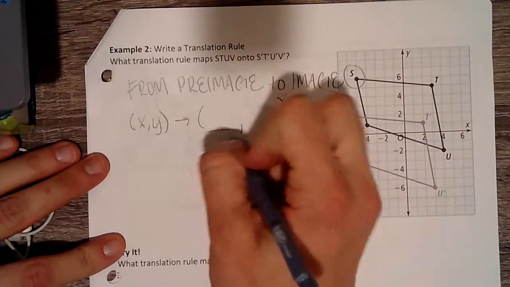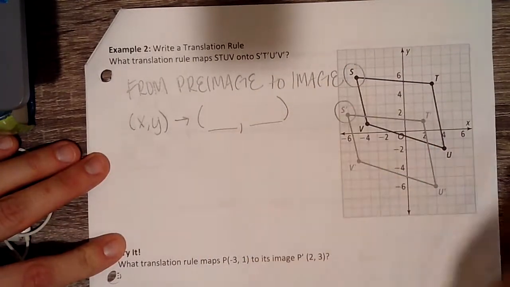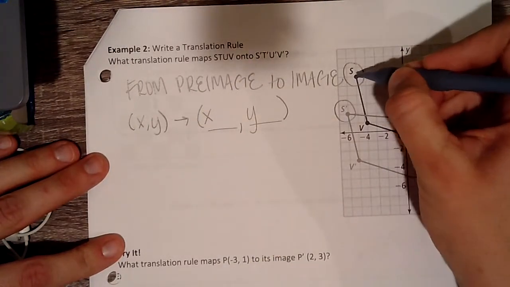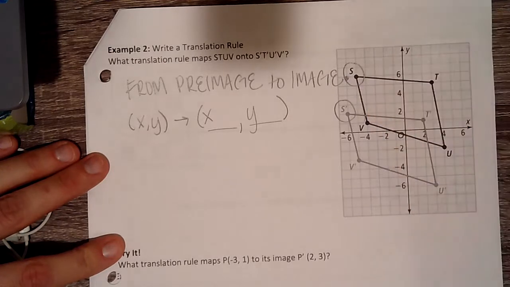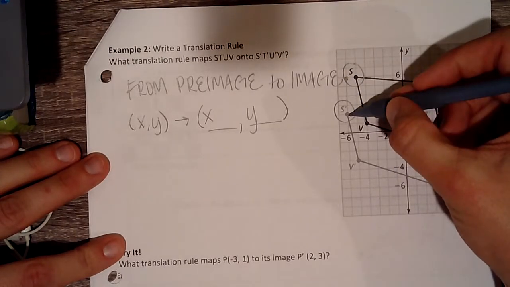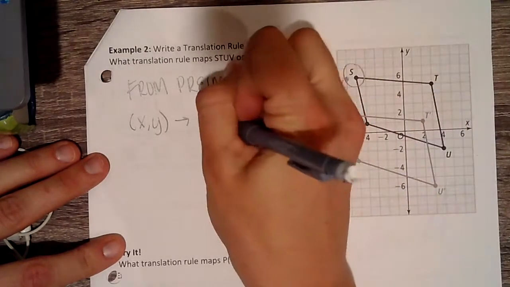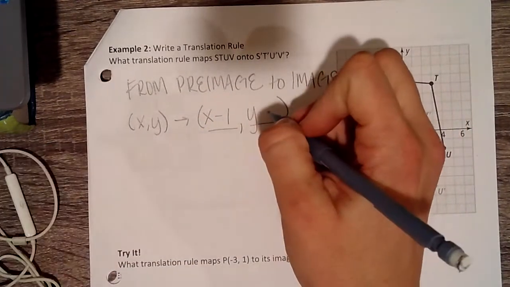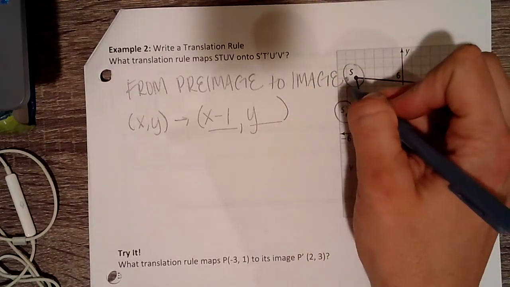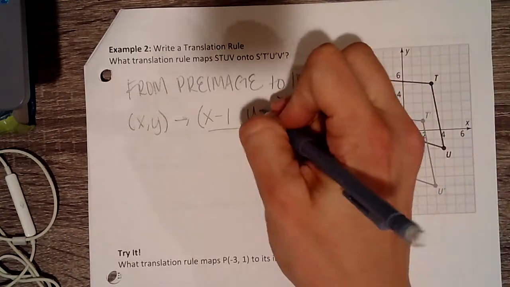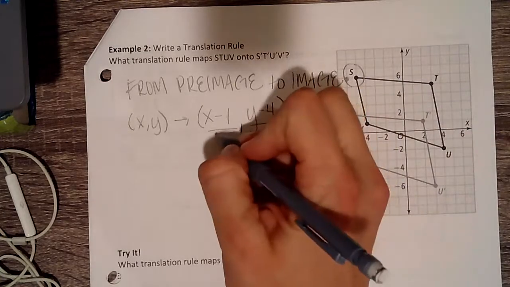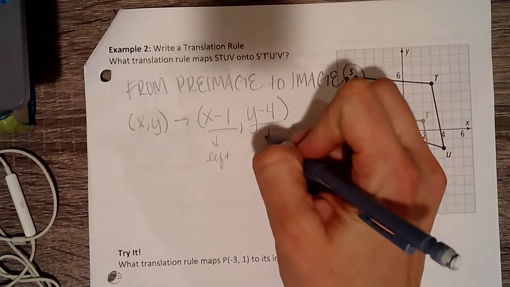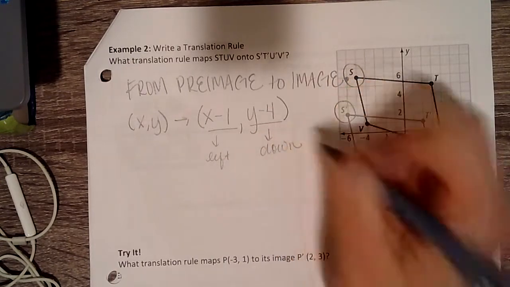Well, to get there, I need to see what happens to the X's and what happens to the Y's. So X and Y. Well, I need to go to the left 1. Okay, so that'll put me in line with S prime. So I'm going left 1. Anytime we go left, we're going to make it negative. Here, I'm going to go down 1, 2, 3, 4. So it's going to be Y minus 4. So that negative there says I'm going left. This negative affecting the Y says I'm going down.